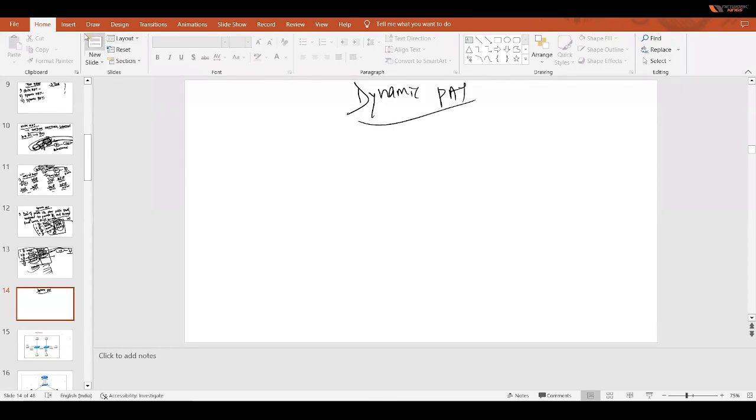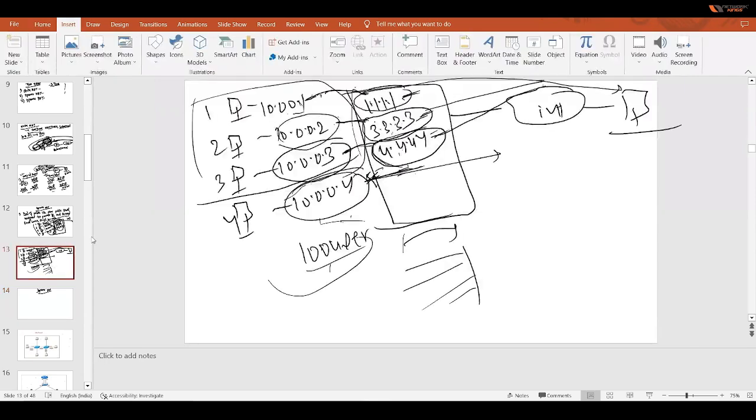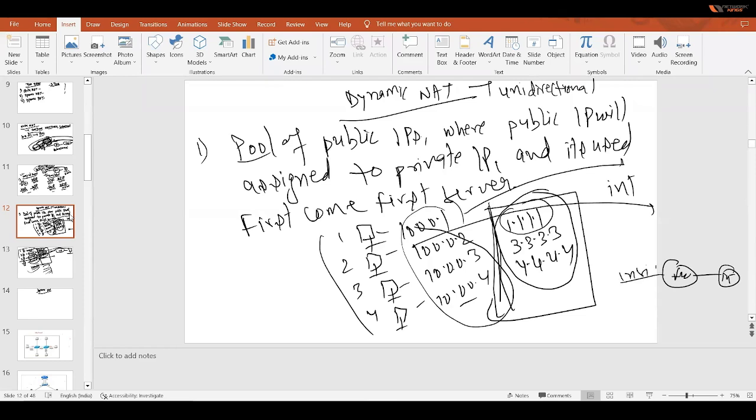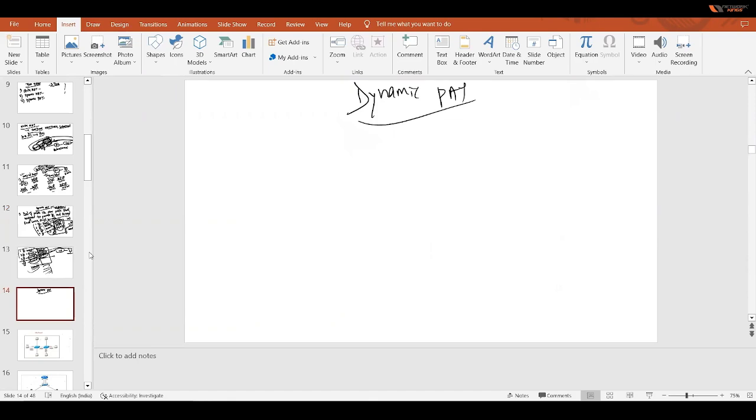Before going to dynamic PAT, I want to explain on the slide: dynamic NAT is also unidirectional. What is the meaning of unidirectional? It means it can only initiate traffic. This is the internet, this is my inside zone, and this is a PC. It can only initiate traffic from the inside. No one can initiate traffic from the outside for this. How and why, I will explain later. So dynamic NAT can only initiate traffic from the inside. But for static NAT, traffic can be initiated from both sides, both ways. That is clear, guys, right? That is very important for the NAT concept. Now just learn about dynamic PAT.